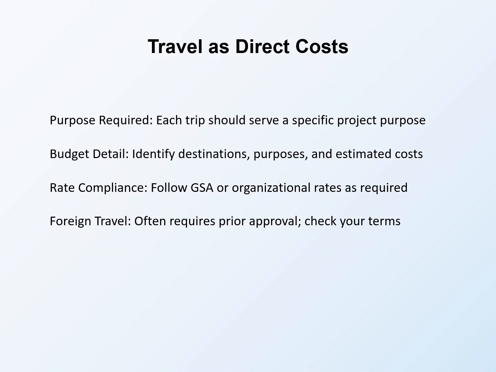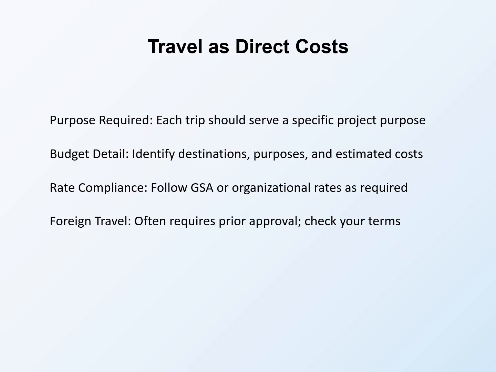Trips should connect clearly to activities described in your proposal. Budget details should identify destinations, purposes, and estimated costs. Reviewers want to see where you plan to travel, why, and how much it will cost. A budget line for $20,000 in travel with no explanation raises questions. Identifying 4 domestic conference trips at $2,000 each and 2 site visits at $6,000 each demonstrates thoughtful planning.